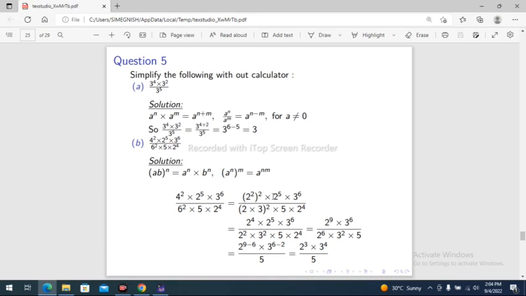So then you look at the like terms here. So 2 to the power of 4 times 2 to the power of 5 is 2 to the power of 9, and we have 3 to the power of 6 here, and 2 to the power of 6 and 3 to the power of 2 come here, and 5 comes here. So applying the rule here, you get 2 to the power of 9 minus 6, 3 to the power of 6 minus 2 over 5, and the simplified form of this is 2 to the power of 3 times 3 to the power of 4 over 5.